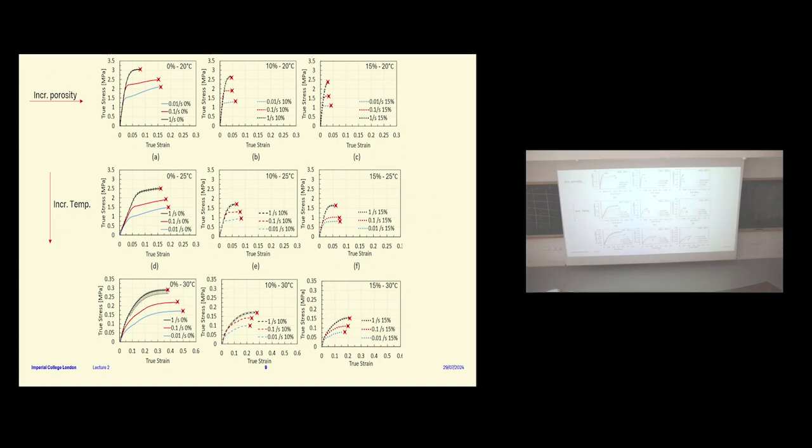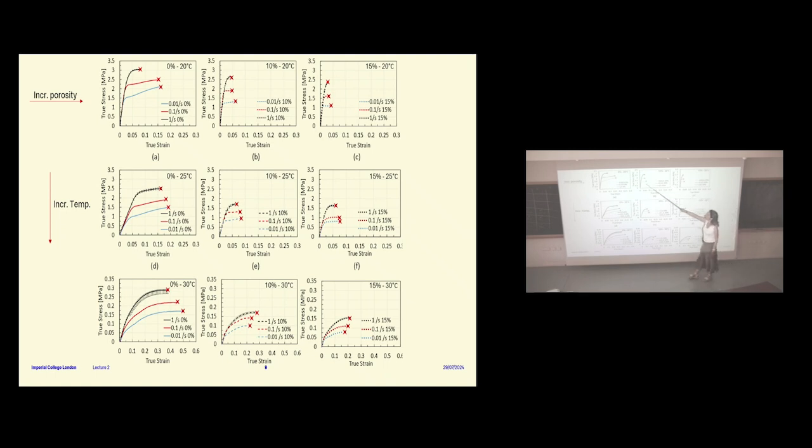And these are all the results from the test. So there's the basic slide here. We've got 9 graphs. Going along this way, you're increasing porosity, and going downwards, you're increasing temperature. Okay, so we have 0% porosity here, 10% porosity, 15%. And then we have 20 degrees, 25, and 30. Okay? And what can we see here?